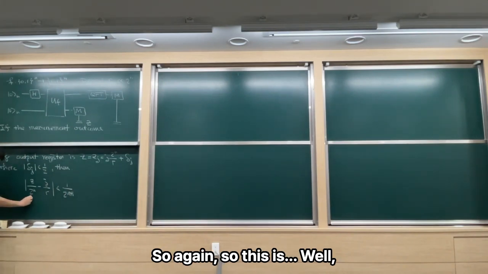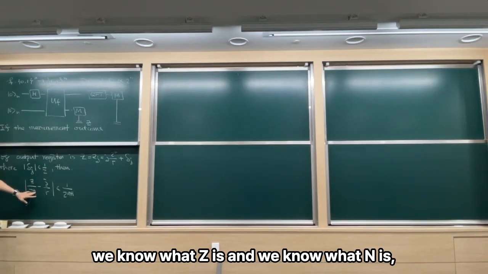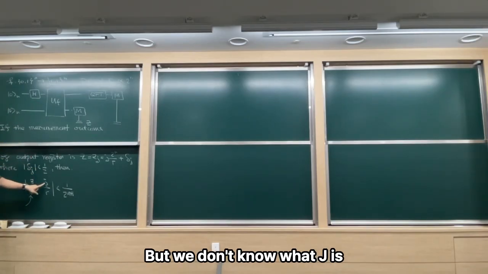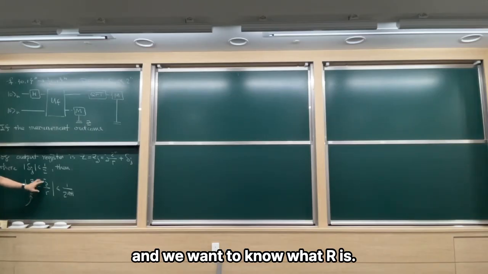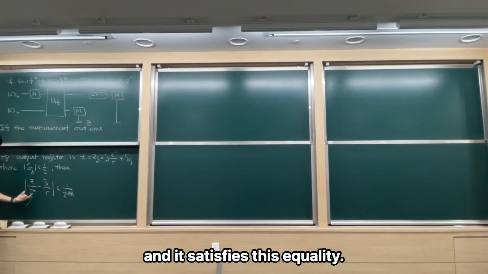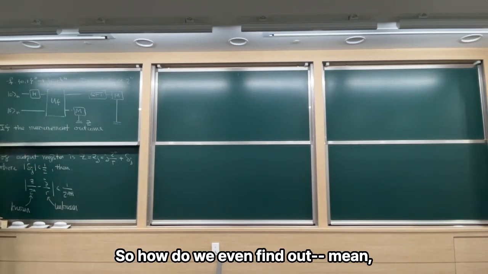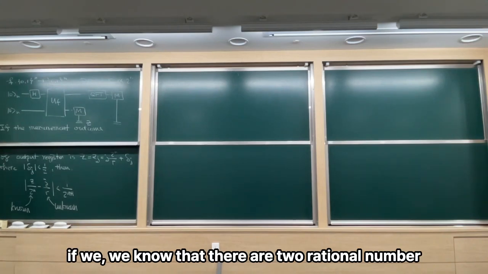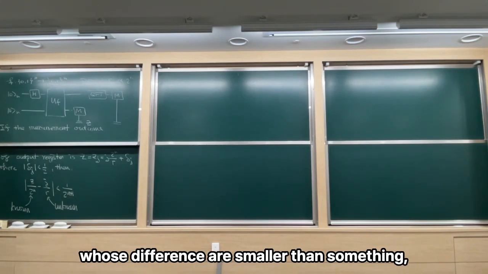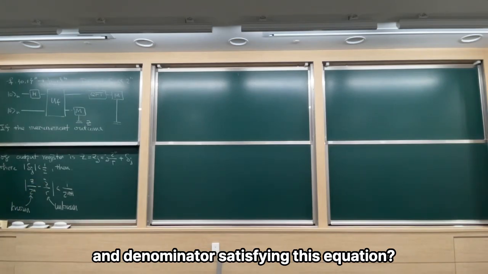So again, this is something we already know. We take the measurement, we know what z is, and we know what n is, because that's the circuit. But we don't know what j is, and we want to know what r is. We don't know anything about this ratio, but we know at least both of them are rational numbers, and it satisfies this inequality. So this is known, and this is unknown. So how do we even find out? If we know that there are two rational numbers whose difference is smaller than something, how do we find out the exact numerator and denominator satisfying this?